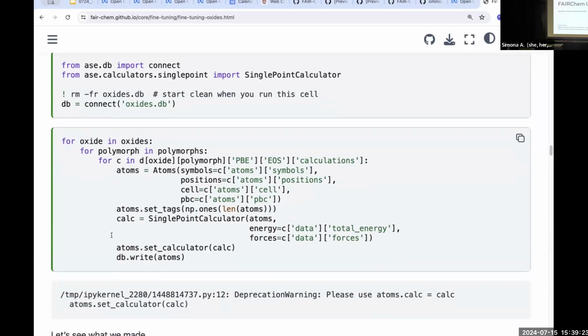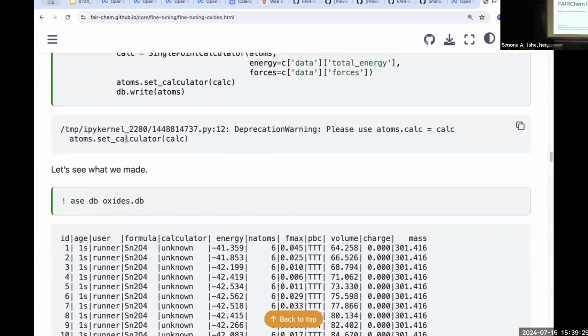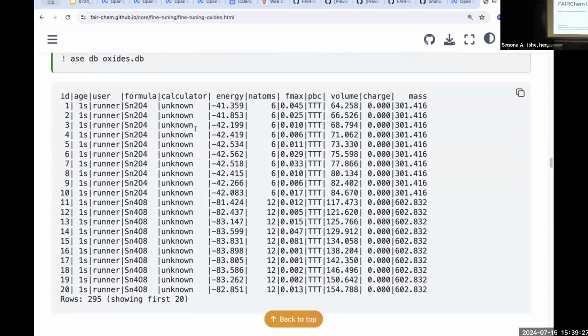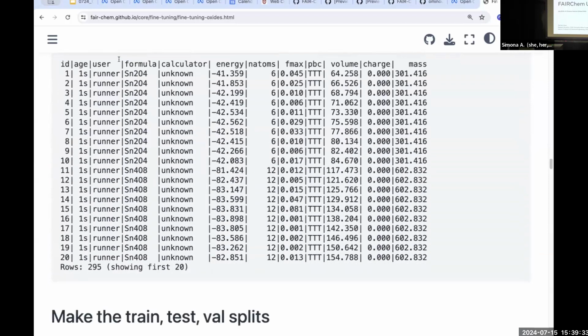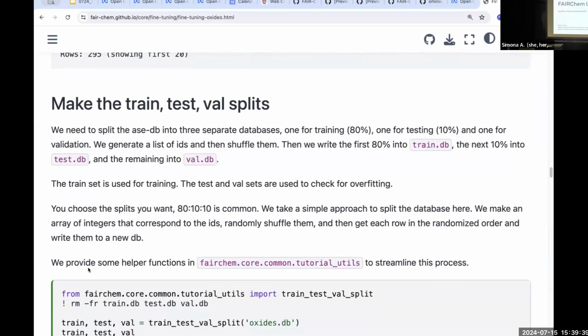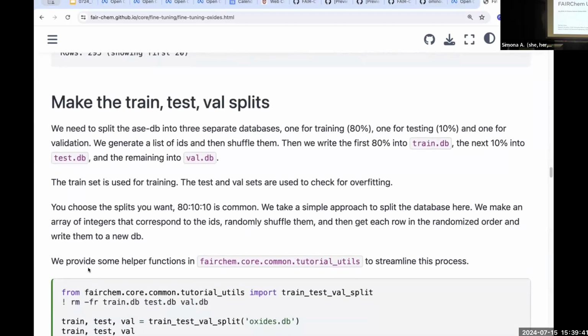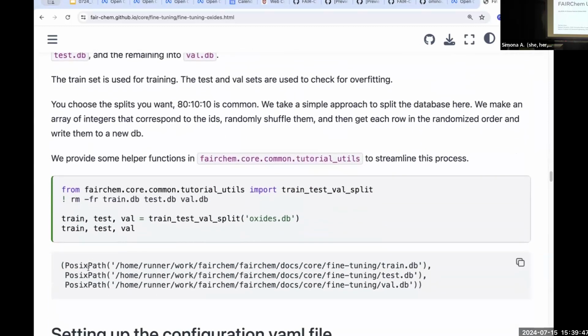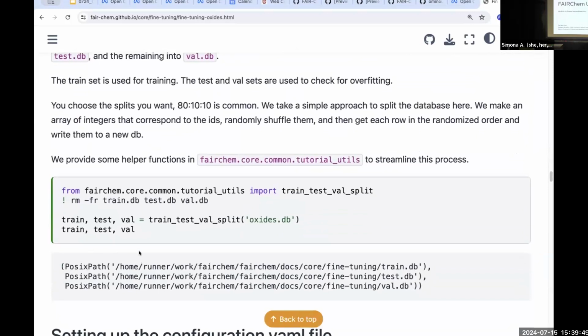So you make one of these little ASE DBs, you go ahead and you attach little calculators with the results. This is now a little file that has a whole list of oxide calculations that John had in his supporting info. There's 295 structures. You always do train, validation, and test splits so that you can figure out the right fine-tuning rates and everything else. So this is just a little thing to split it into train, validation, and test.